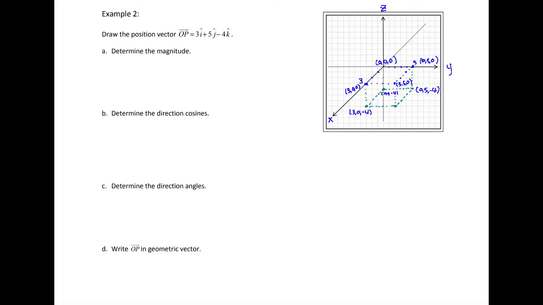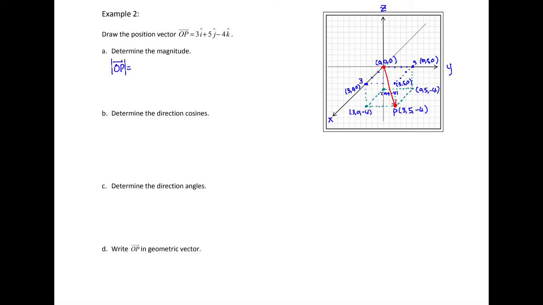Now, our final point. This point here is (3, 5, 0). If we go down by 4 units, it will be (3, 5, negative 4). This is our point P. So our vector goes from the origin to point P. This is our three-dimensional vector.